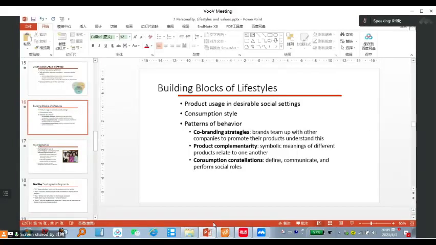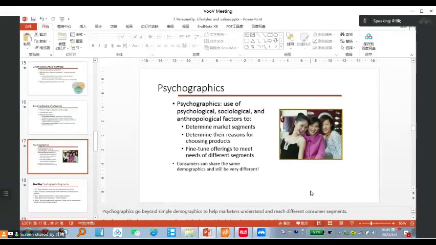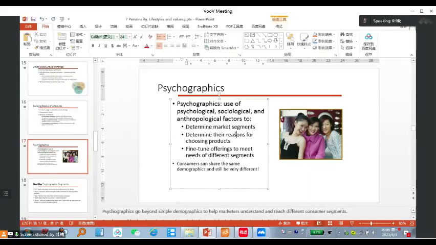Now we move on. Psychographics. Psychographics refers to the use of psychological, sociological, and anthropological factors to determine market segments, determine their reasons for choosing products, and to fine-tune products to meet needs of different segments. Because in each sub-market, consumers can share the same demographics, but consumers of the same demographics usually behave very differently.